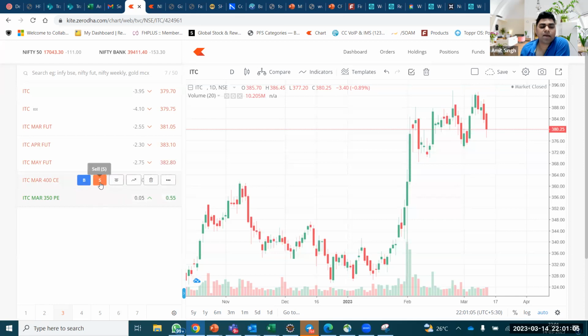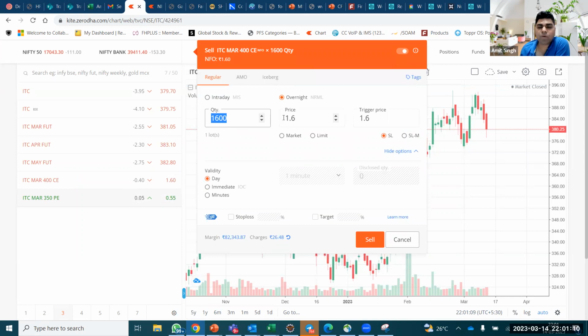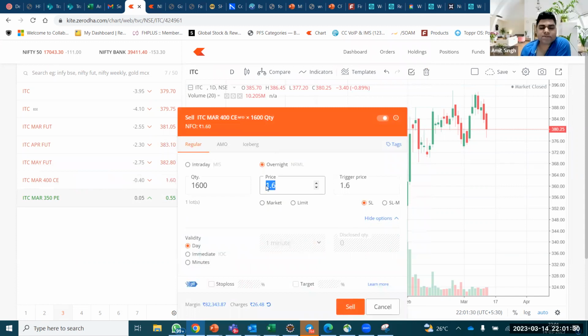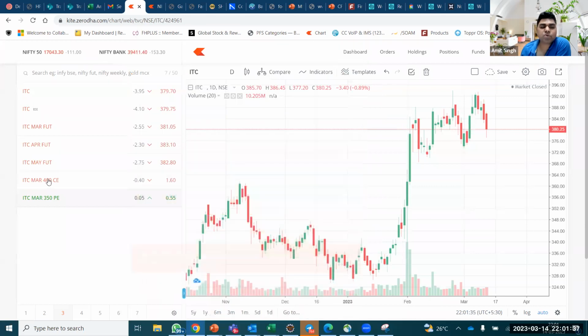1.6 paisa. I can sell this and I can pocket this premium. 1.6 multiplied by 16 is how much? Around 256, right? 2,500 rupees, right now? So I can sell and I can pocket this 1.6. But 2,500 rupees, all I will need to pray is ITC should not cross 400.